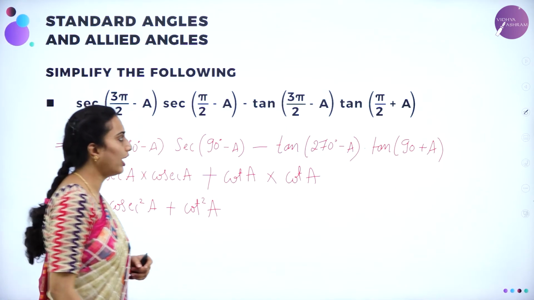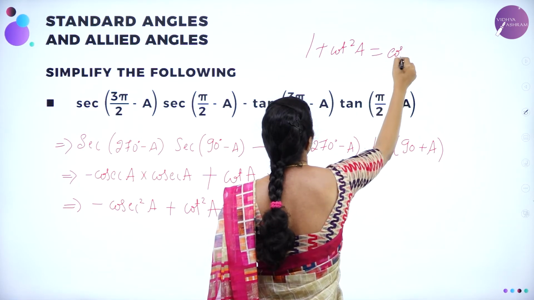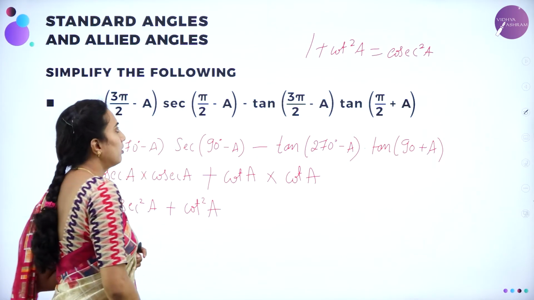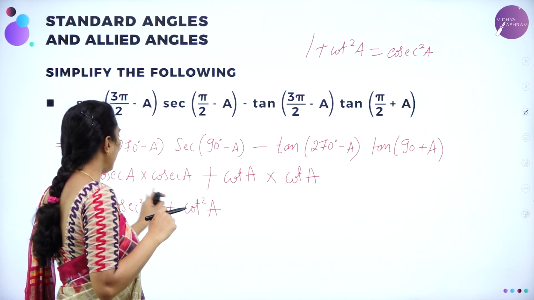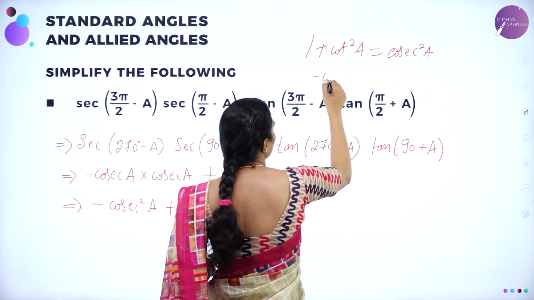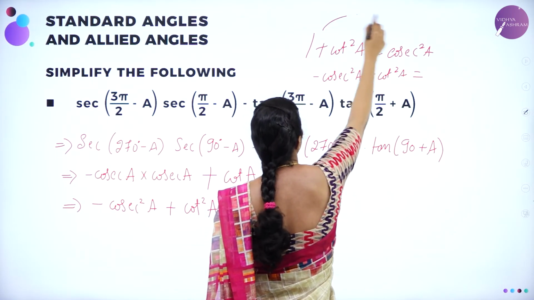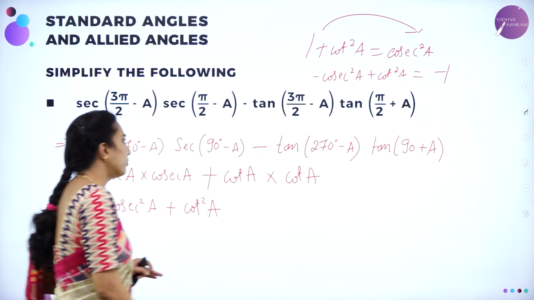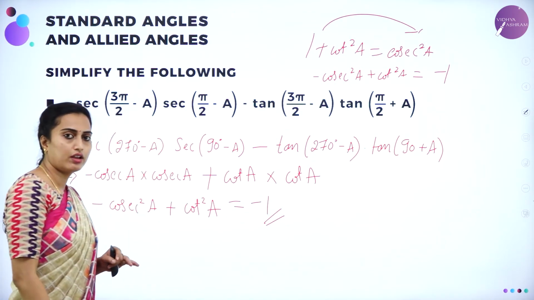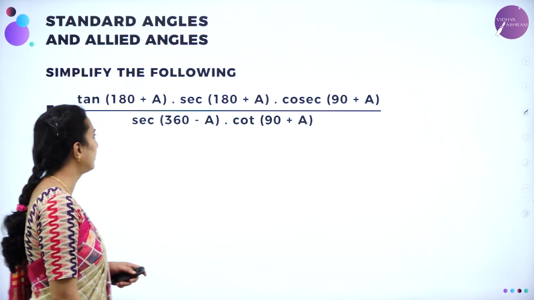Now what is the identity you are having, dears? 1 plus cot squared a can be written as cosecant squared a. Now, you are having cot squared a minus cosecant squared a. So take this minus this side, minus 1 to that side. Minus cosecant squared a plus cot squared a is equal to, take this 1 to this side, minus 1. Therefore minus cosecant squared a plus cot squared a, I can write it as minus 1. I hope you got how to solve this problem. We'll move on to the next one.